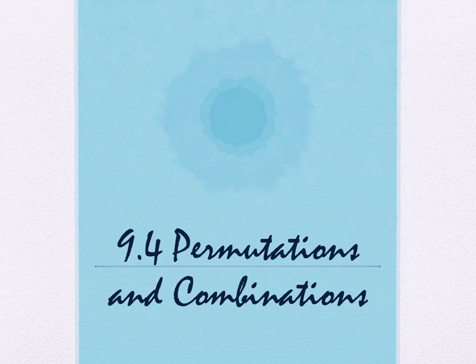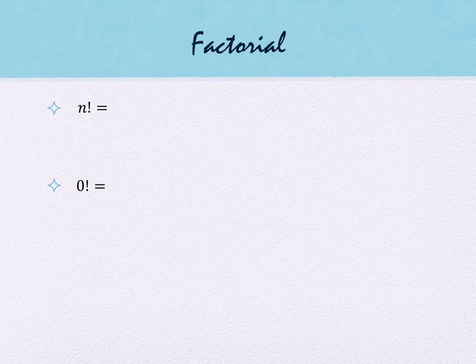Section 9.4 is called Permutations and Combinations. And we're going to use these as they relate to probability, and you'll see how as we get going. But the first thing we need to do is a little bit of notation that you may or may not be familiar with. That notation is an exclamation point, okay?